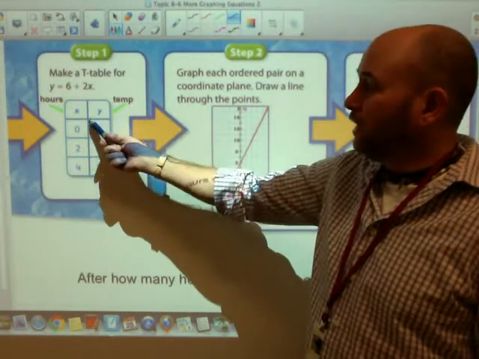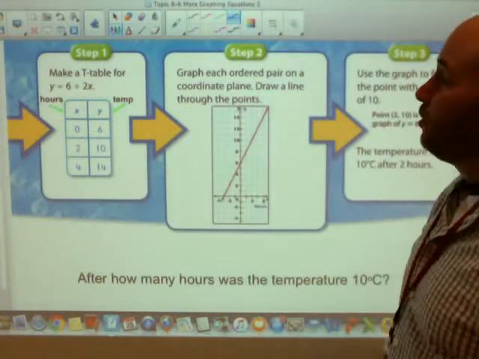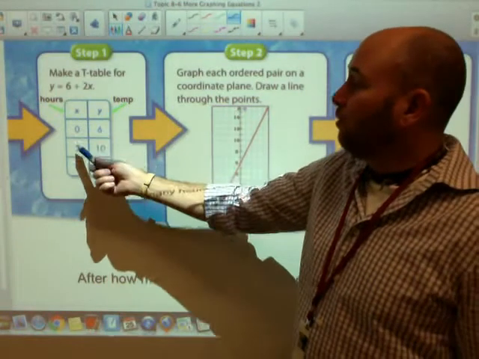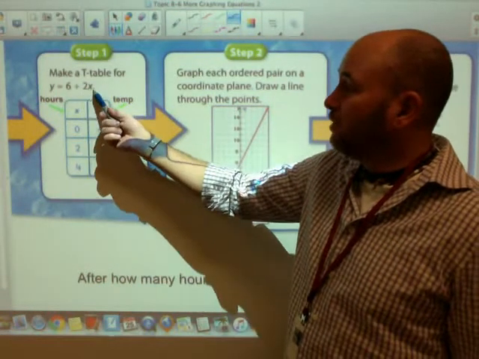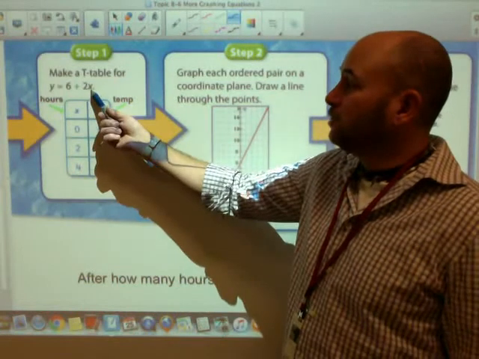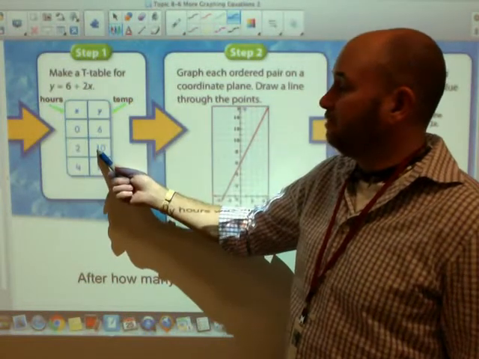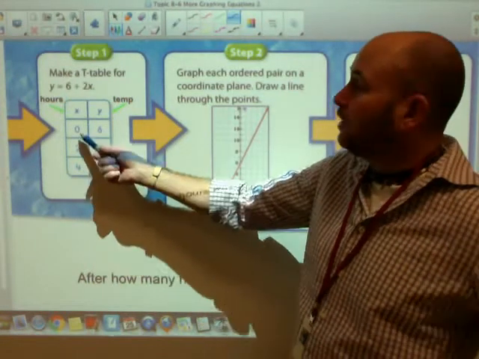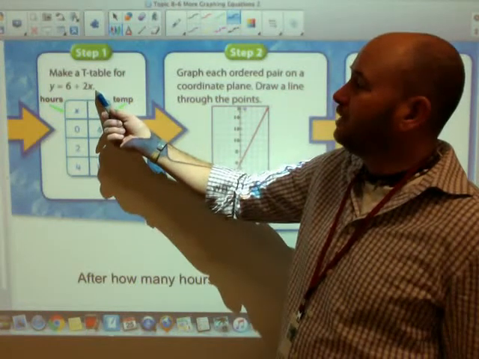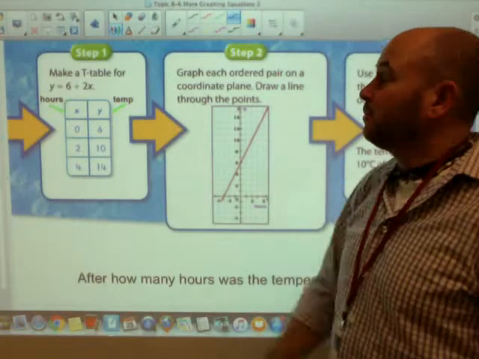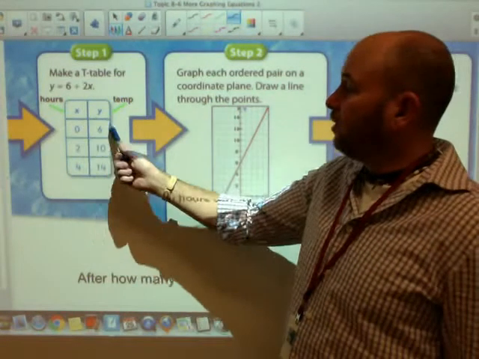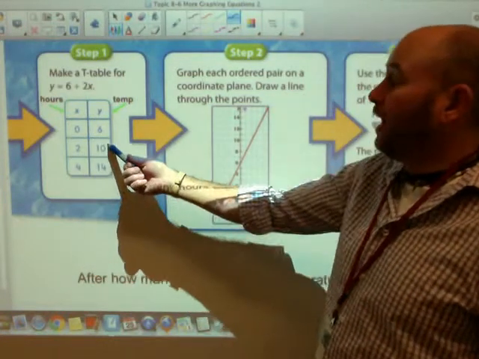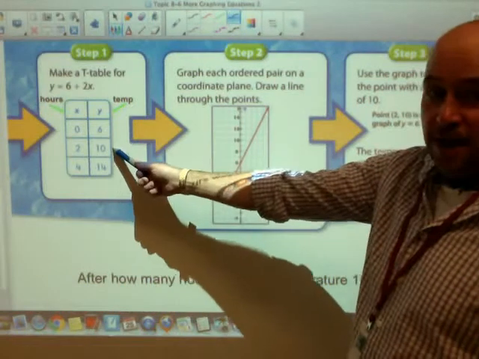All right, so then we're going to increase 2 hours. When we increase 2 hours, we're going to go up a certain number of degrees. So we're going to plug 2 into there, and it would be 2 times 2. 2 times 2 is 4, plus 6 gives us 10. And then if we plot our temperature for 4 hours, we would plug 4 in. 2 times 4 is 8, plus 6 is 14. So now we have our x and our y coordinates, and we can see that after 2 hours, we will have our temperature of 10 degrees.